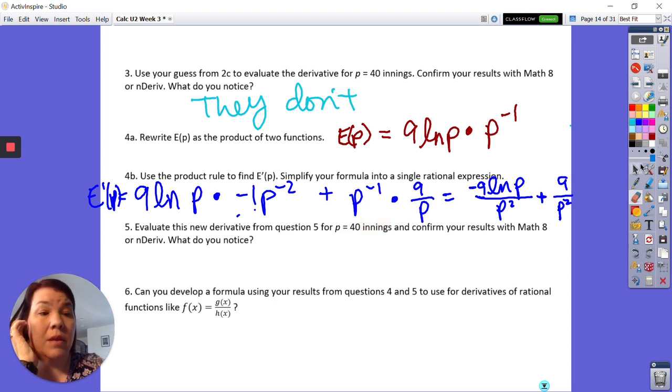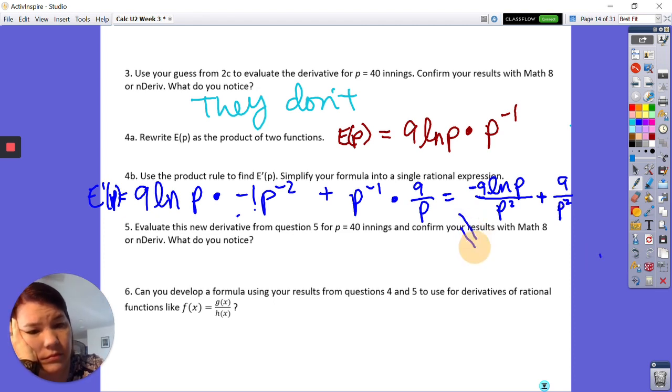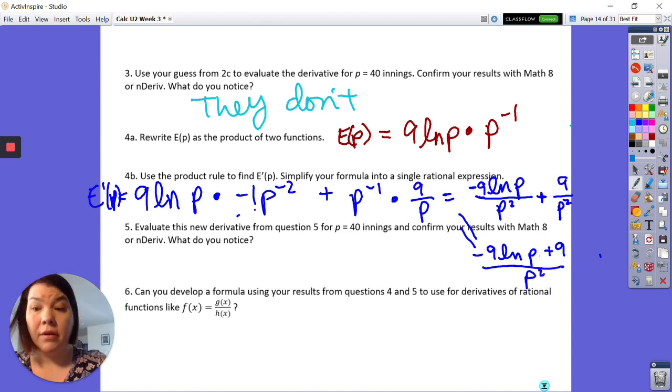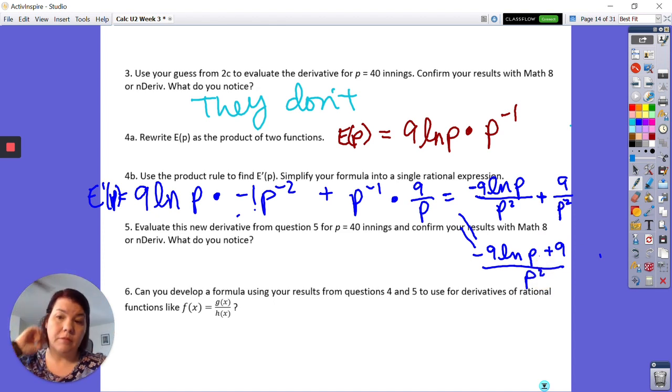Okay. And so then they have the same denominator, which is nice, negative 9 ln P plus 9 over P squared, which is very different than what I got, right? Very different than my own derivative. But I'm feeling pretty comfortable with this. Let's go ahead and evaluate this new derivative we just received and see if they match.